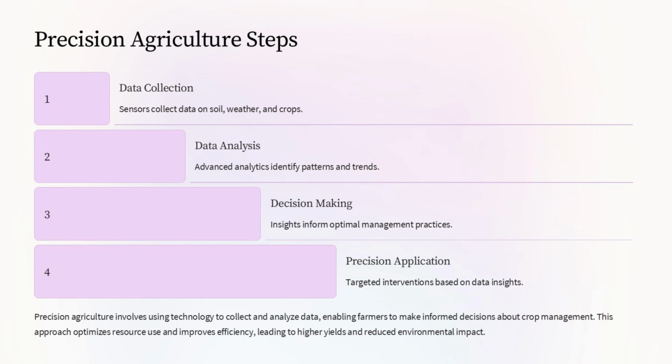Farmers can then apply targeted interventions, like precise application of inputs, based on the data-driven insights. This precision approach helps optimize resource use, improve efficiency, and boost yields while reducing environmental impact.